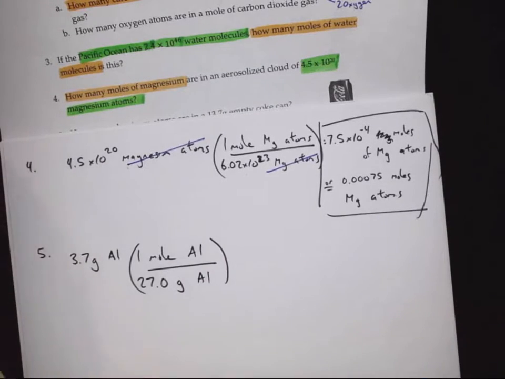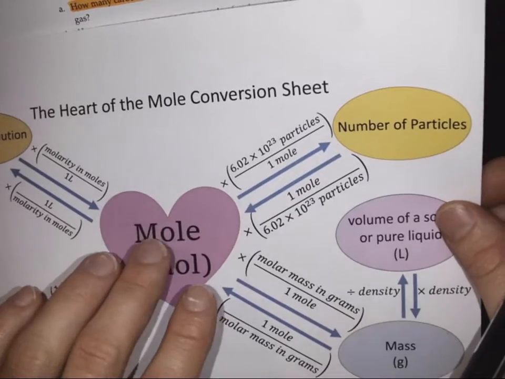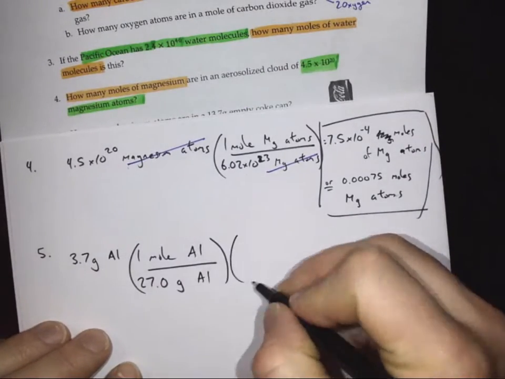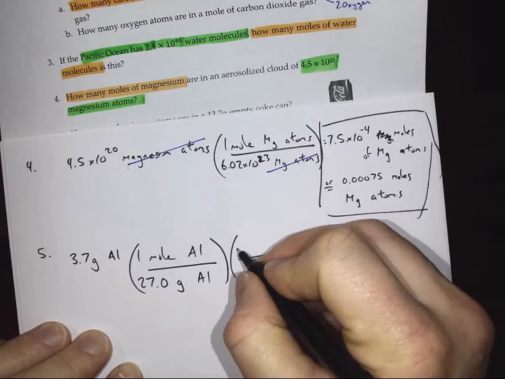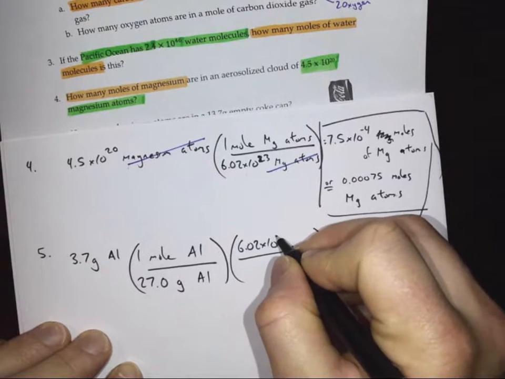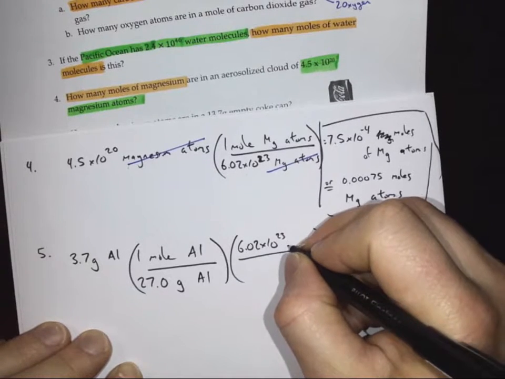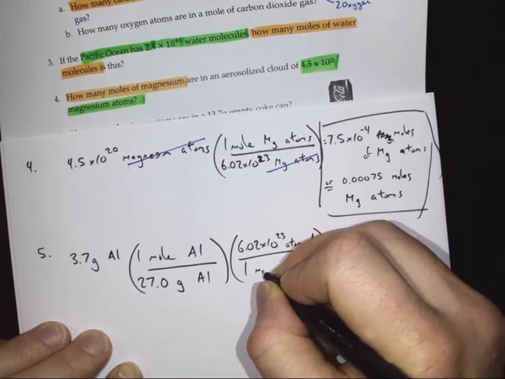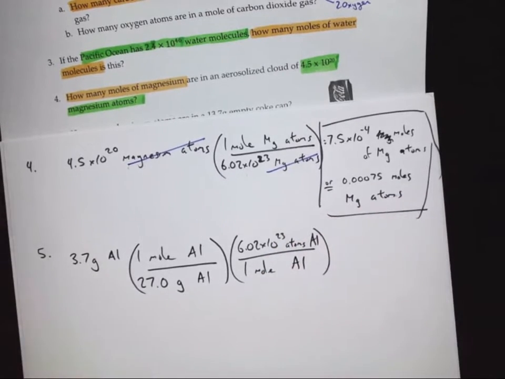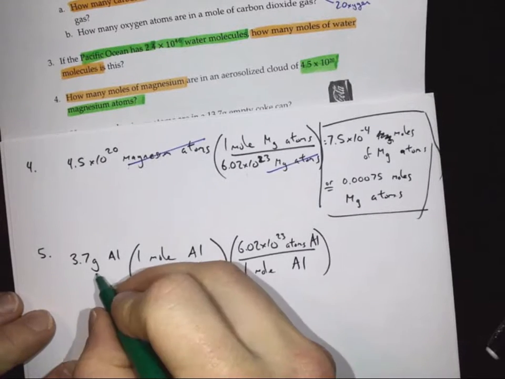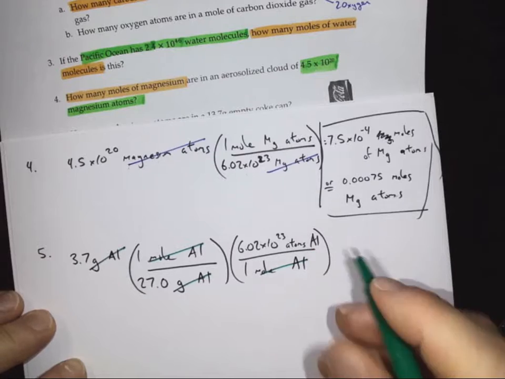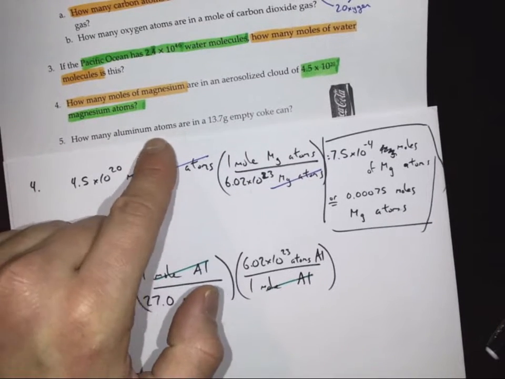And that gets us here, and now to get the number of atoms, we're going to use Avogadro's number: 6.02 times 10 to the 23 atoms of aluminum for every 1 mole of aluminum. And if we check, our units of grams cancel out, our units of moles cancel out. We've got units of atoms, which is what we were asked for.